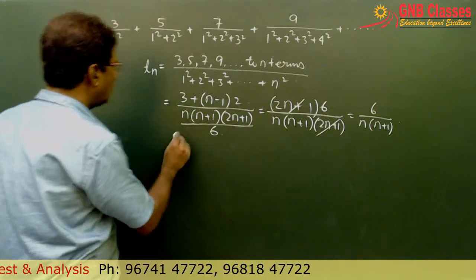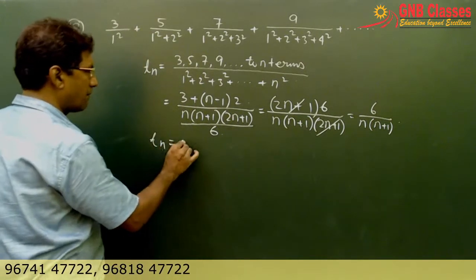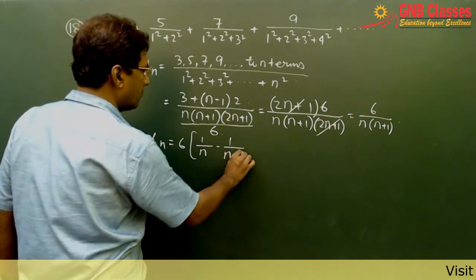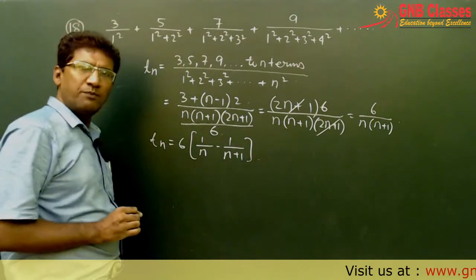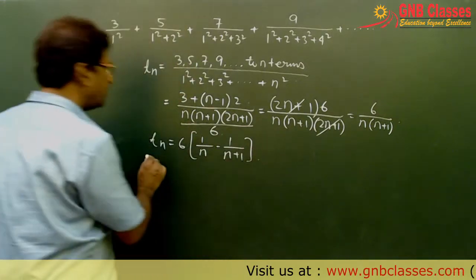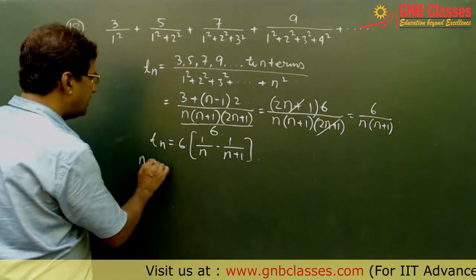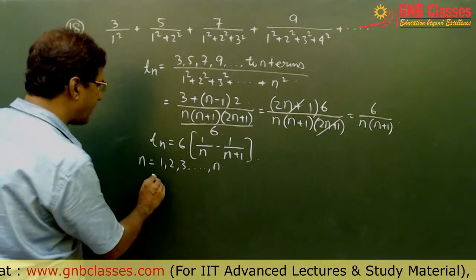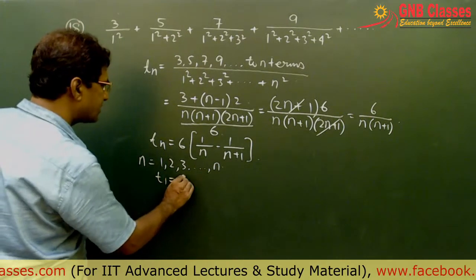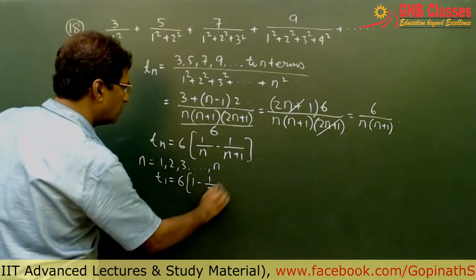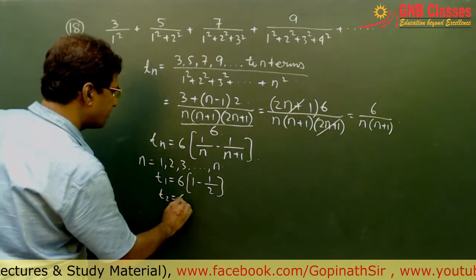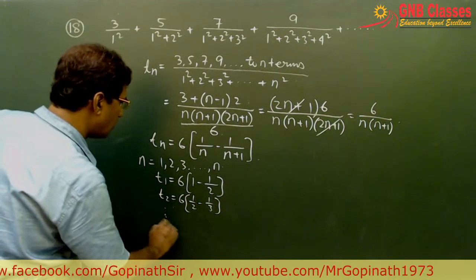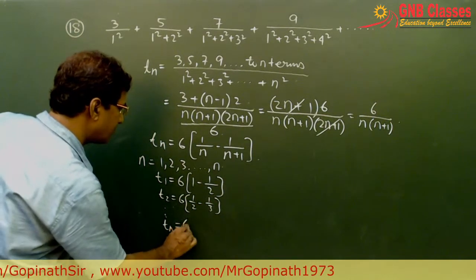Is it clear? So now I'm writing Tn as this. Is it okay? Now in place of n, let us put 1, 2, 3 till n terms. So what we are going to get? T1 as this, T2 as this, and this goes on, Tn as this.